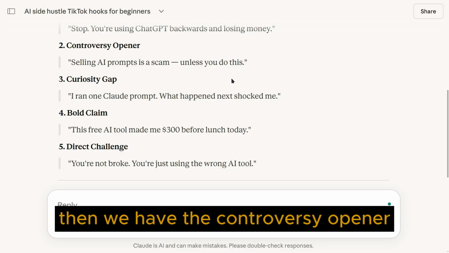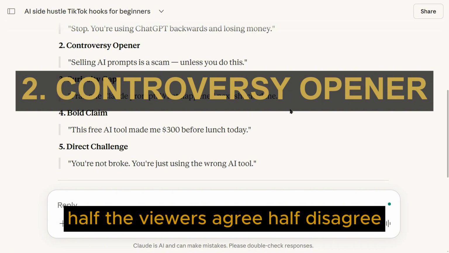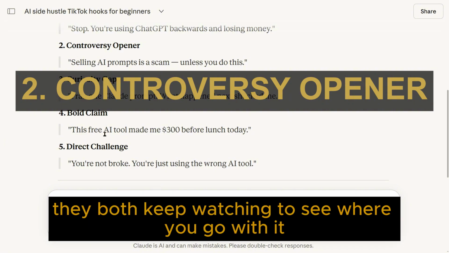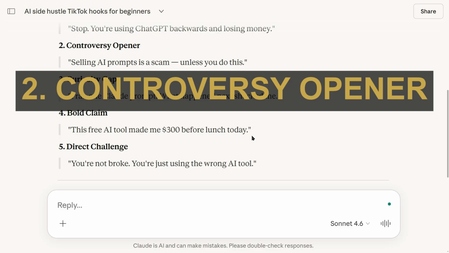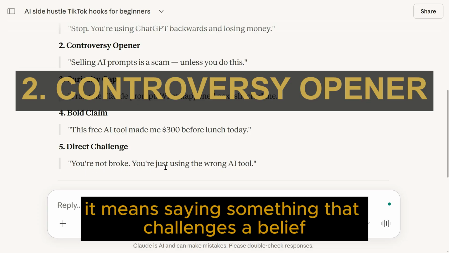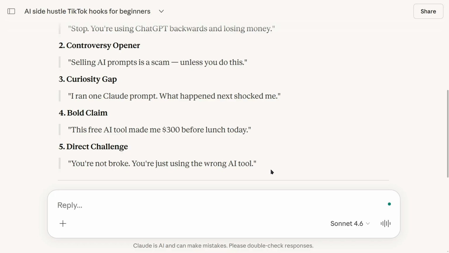Then we have the controversy opener. This one makes a bold claim that splits the room. Half the viewers agree, half disagree. Either way, they both keep watching to see where you go with it. Controversy doesn't mean offensive, it means counterintuitive. It means saying something that challenges a belief your audience already holds.